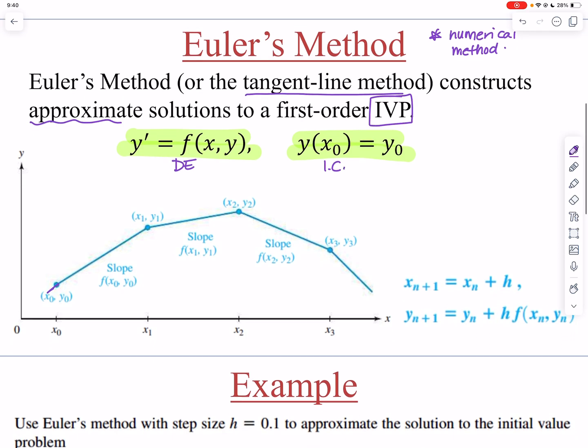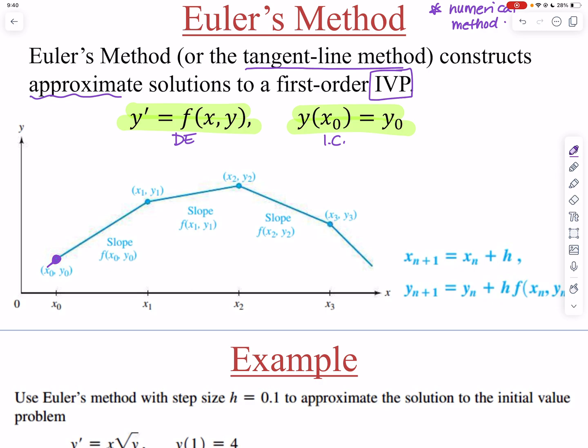Okay, and so basically how this works is we're given an initial point, an initial condition, and we use the slope passing through that point to reach this next point. And then we reset and use the slope at that point to draw that next line segment. And again, we have the slope of the tangent line there, and we use that to reach this next point, and so forth.